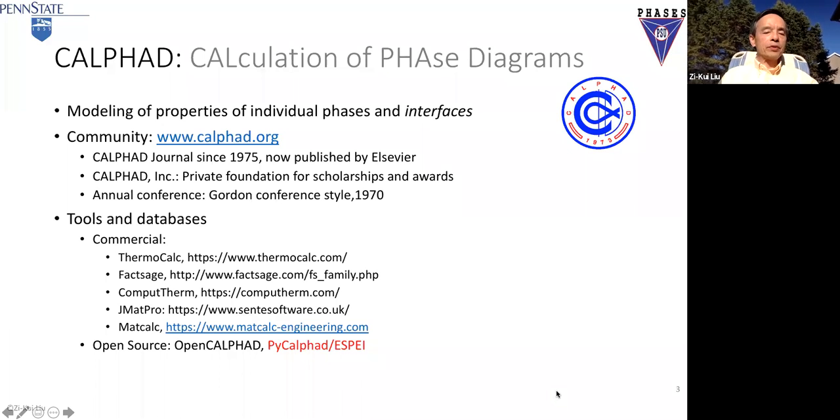And there are a number of tools and databases for CALPHAD. So there are some commercial ones. That means you have to pay to use them. But they all have educational versions too. Thermo-Calc, FactSage, CompuTherm has a product called Pandat, GEMINI, and MatCalc. And there are also some open source codes in recent years. OpenCalphad was developed, started a few years ago, and pycalphad and ESPEI, which are developed by my group, started also close to 10 years ago.